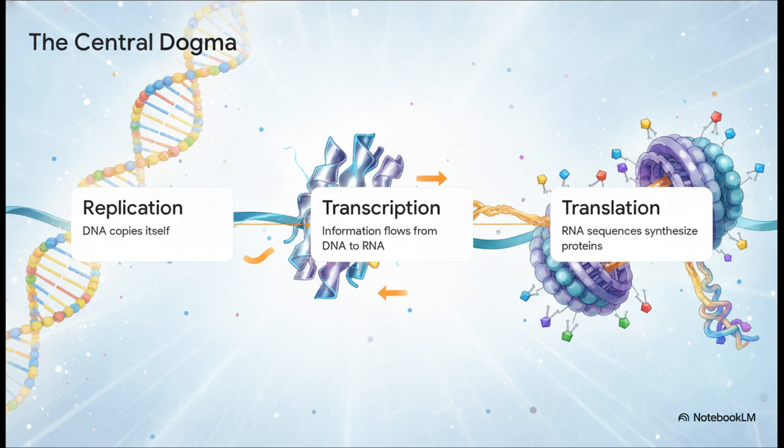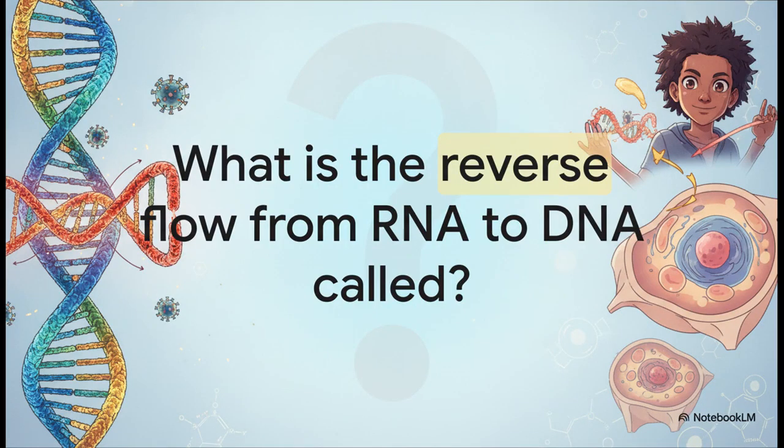Here's how it works. Step 1. DNA stores the master information and copies itself through replication. Step 2. That information flows from DNA to RNA through a process called transcription. Step 3. The information now in the RNA is used to synthesize a functional protein via translation. This directional flow, DNA to RNA to protein, is the absolute rock-solid foundation of all molecular biology you'll cover in this exam.